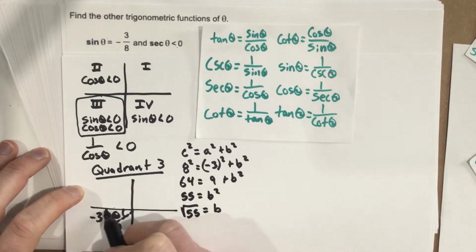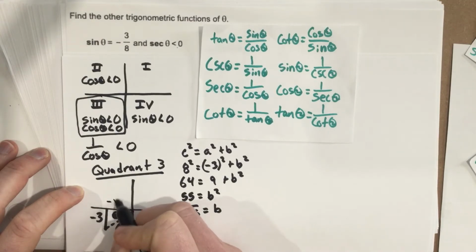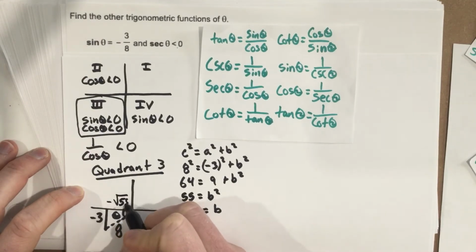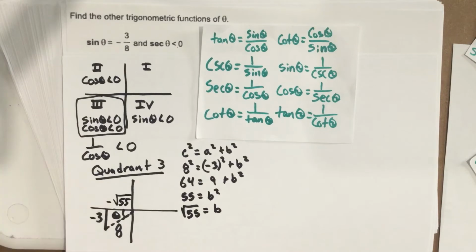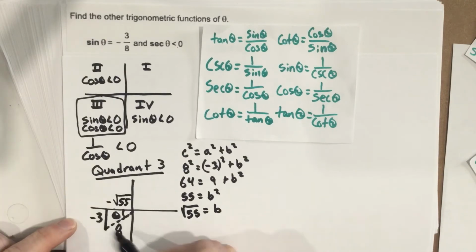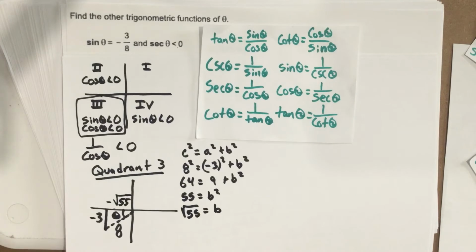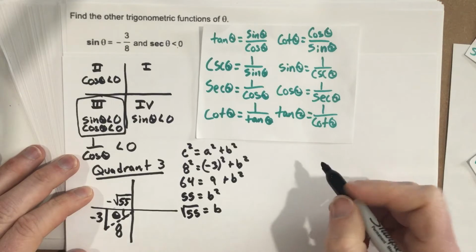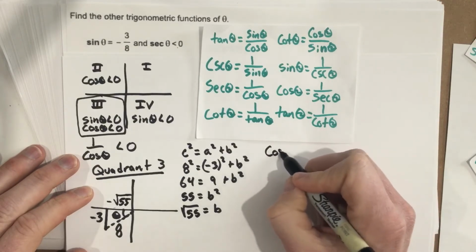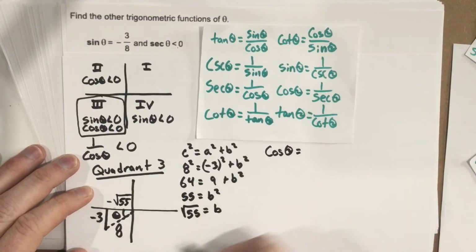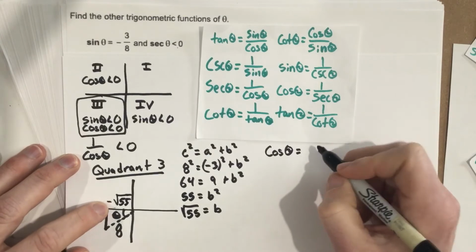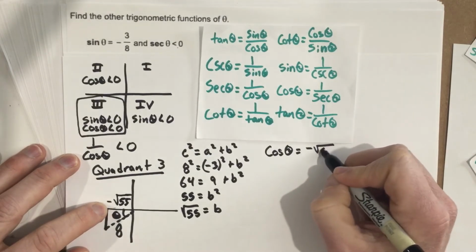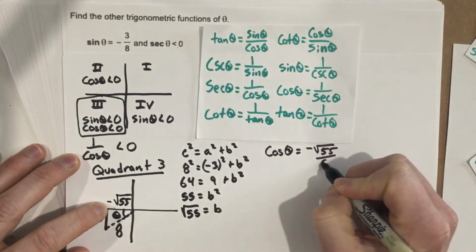Now, because it's moving to the left, it's cosine. That's actually negative root 55. All right, so we have -3/8, and we have negative root 55/8 for our sine and cosine. And because I just said that, let's go ahead and write these out. So we're going to say that cosine theta is negative root 55/8.